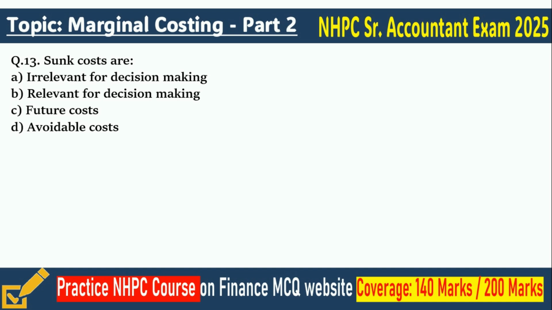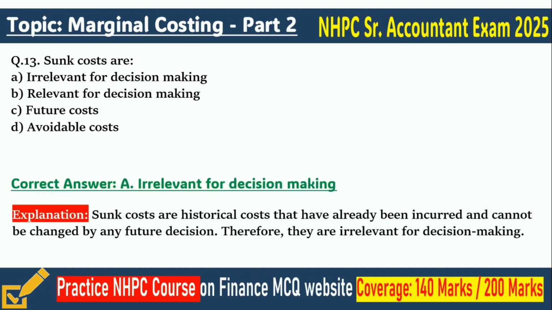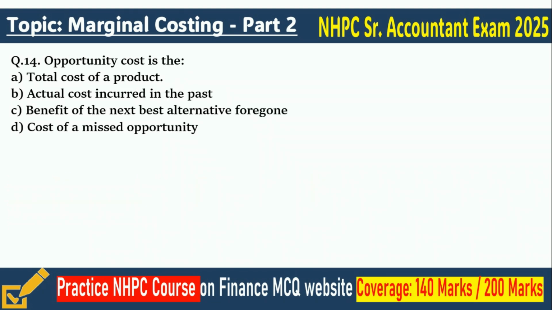Sunk costs are option A irrelevant for decision making, option B relevant for decision making, option C future cost, and last option avoidable cost. So, friends, here the correct answer is option A irrelevant for decision making. Friends, sunk costs are historical costs that have already been incurred and cannot be changed by any future decisions. Therefore, they are irrelevant for decision making. For example, friends, if a company spends money on advertising a product and later on decides to discontinue the product, then the advertising costs are sunk costs since they are no longer useful in any decision making. Moving on, friends, next question.